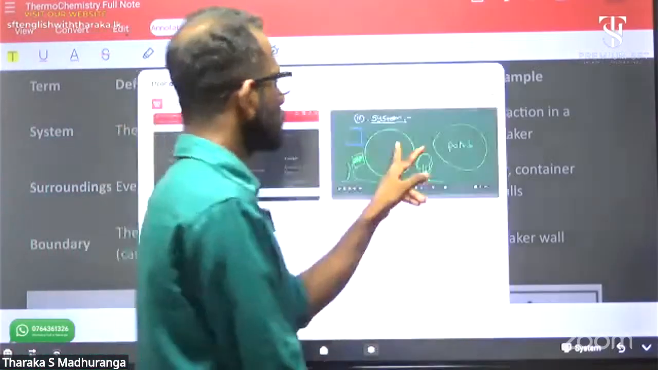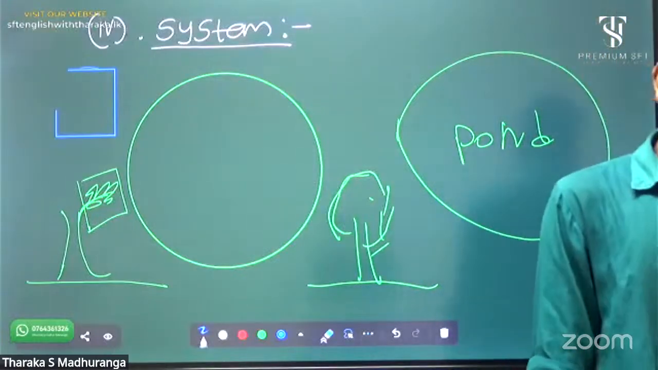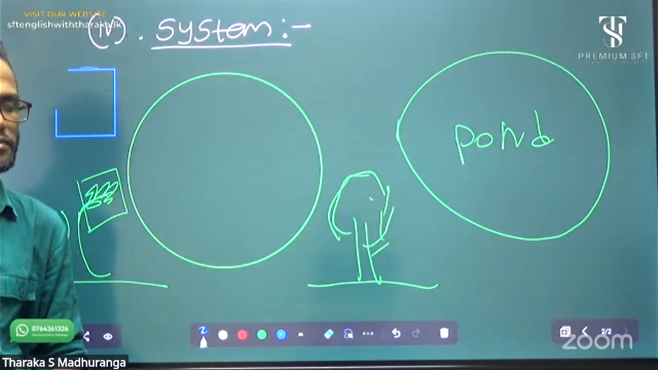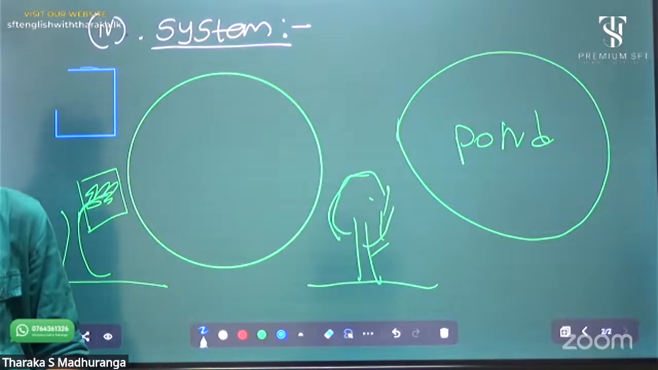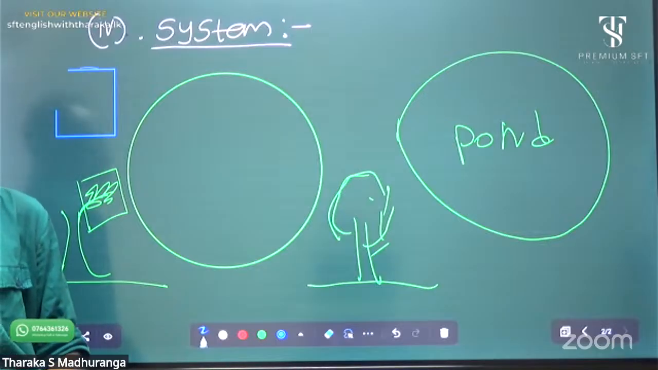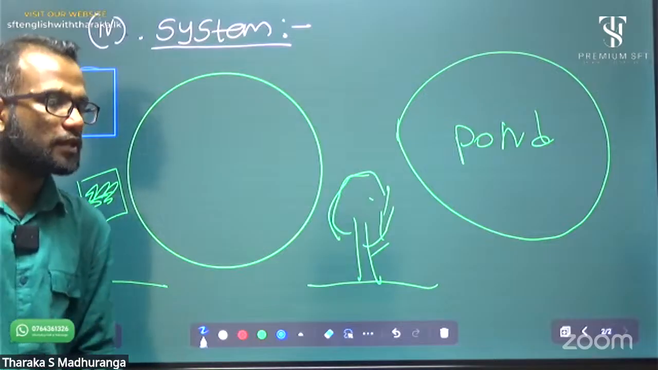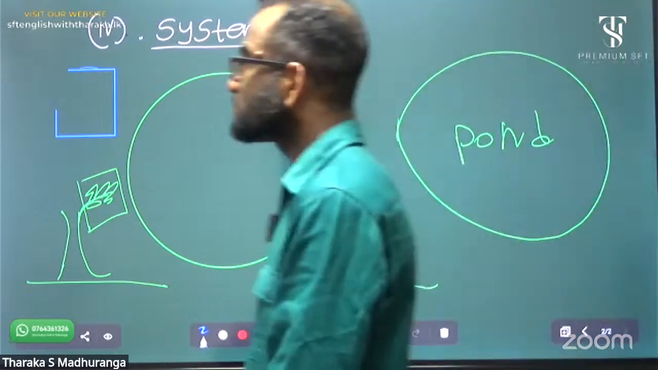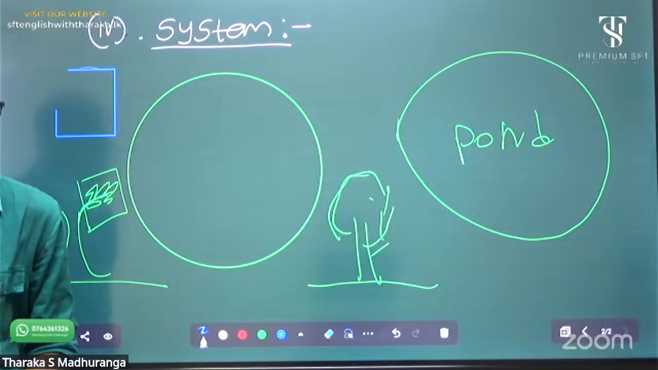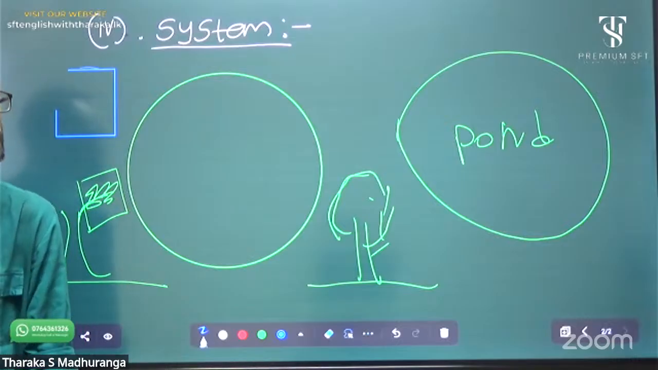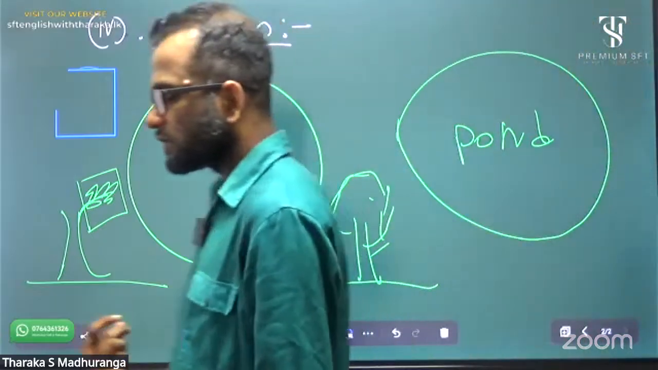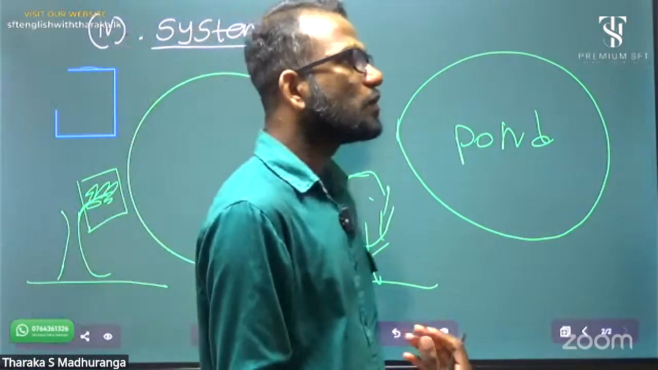Write down: fourth subtopic, system. A selected area for a particular study or experiment from the universe is called a system.